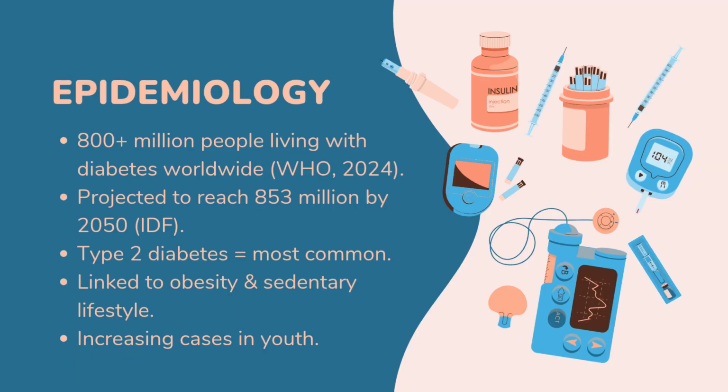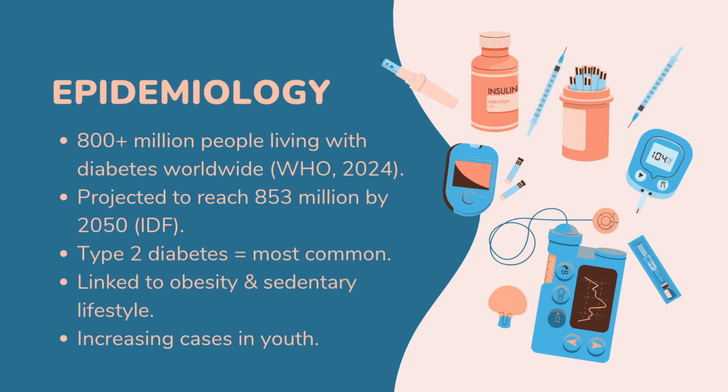Hello, my name is Nicole Vizcarra, and today I'm going to talk about epidemiology and the signs and symptoms of diabetes. Let's begin with the epidemiology of this disease. Diabetes is one of the most common chronic diseases in the world. According to the World Health Organization, more than 800 million people are currently living with diabetes. That number has increased a lot in the past few decades and it's expected to keep growing.